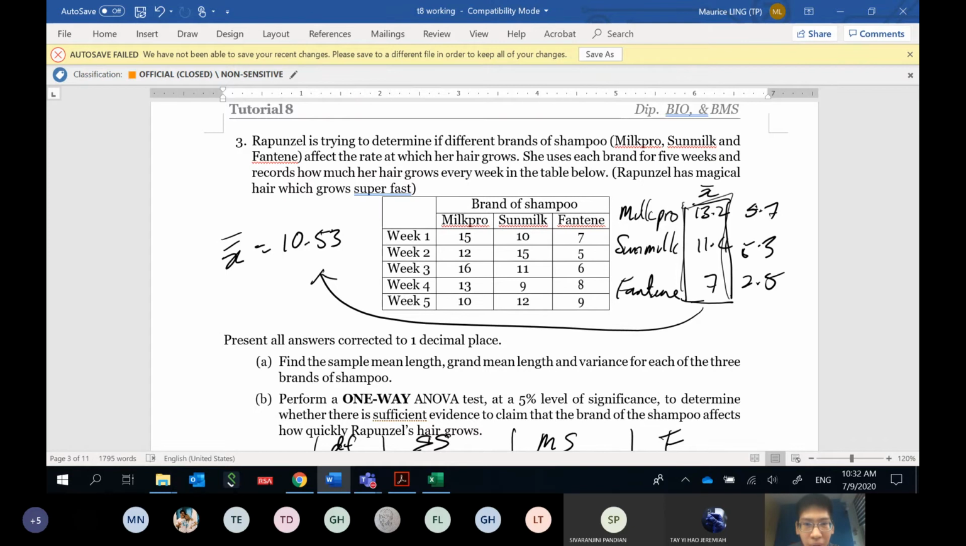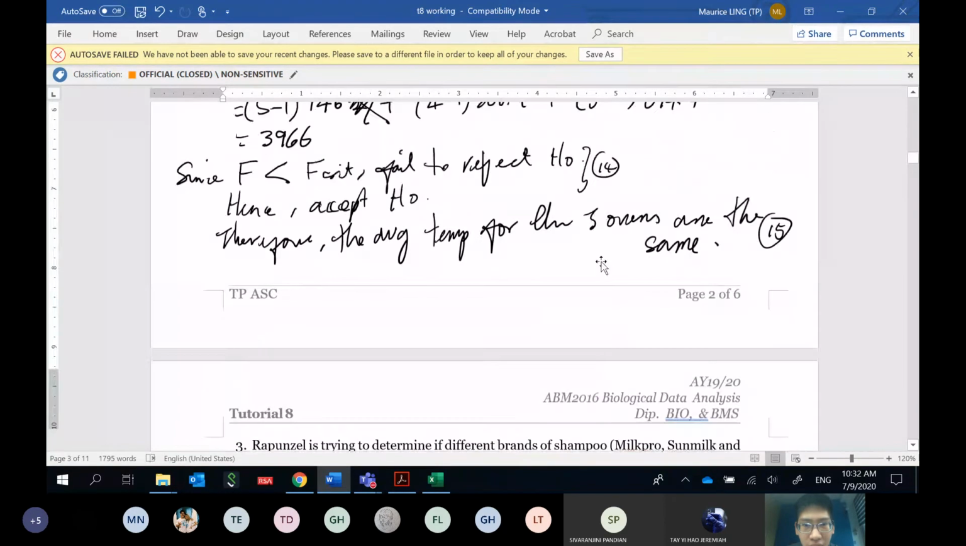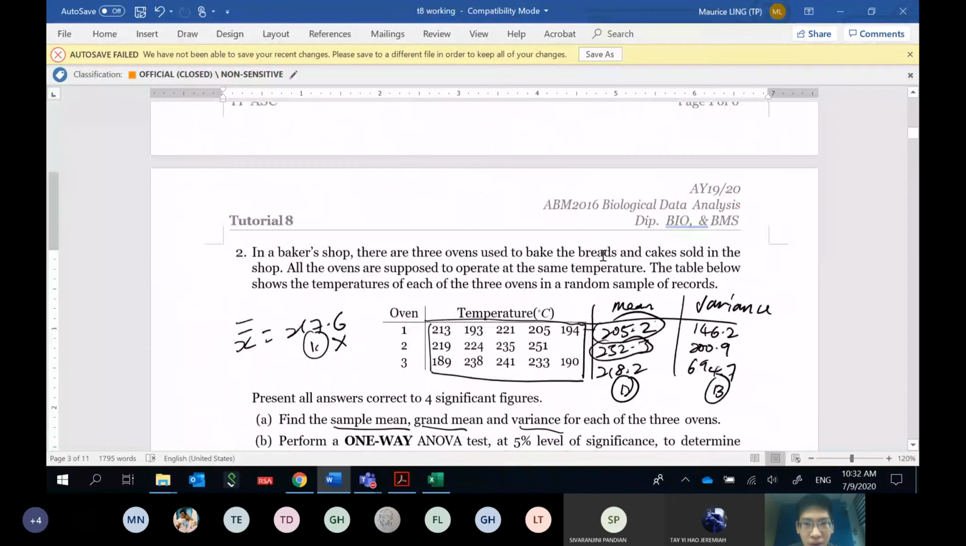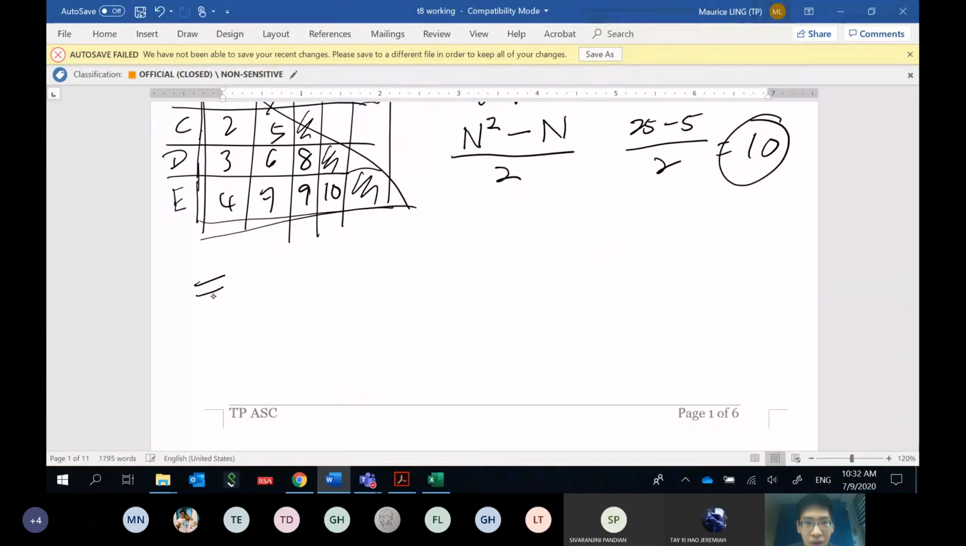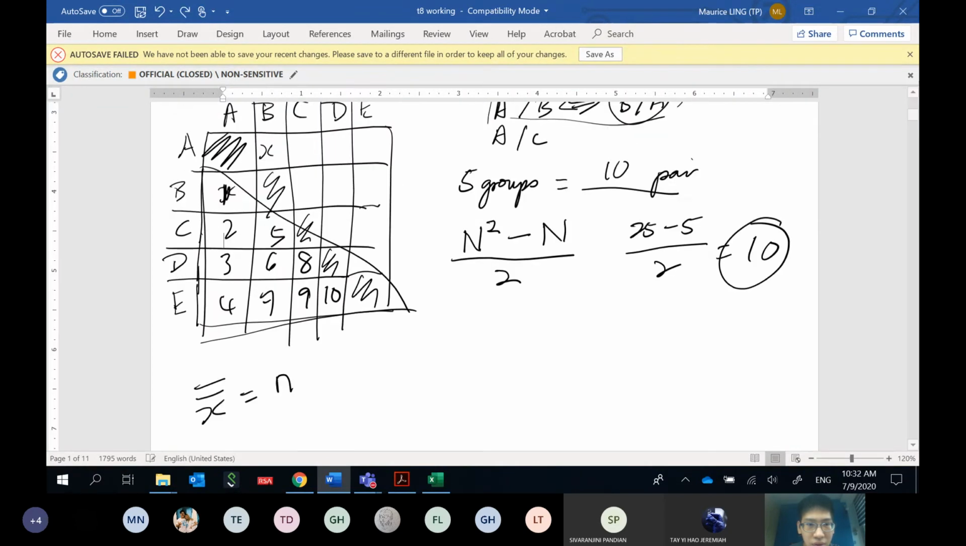So it's only when the number of the samples are different from one another that we will need to use the calculation for the overall mean of the individual samples. Yes. Because, okay, the reason is this. The grand mean is actually your sample. Let me just repeat this.